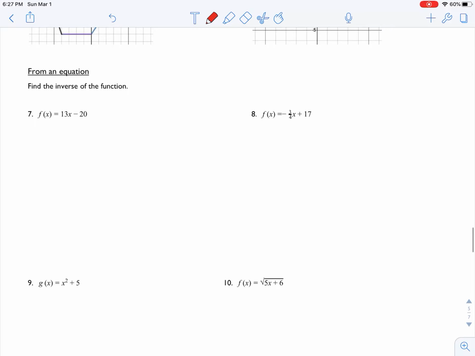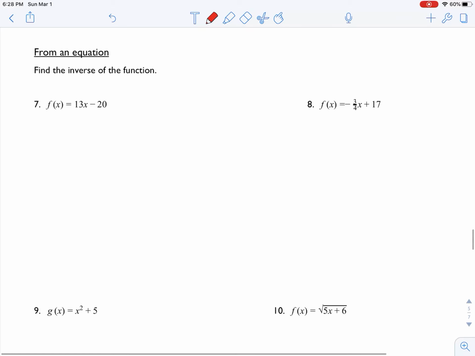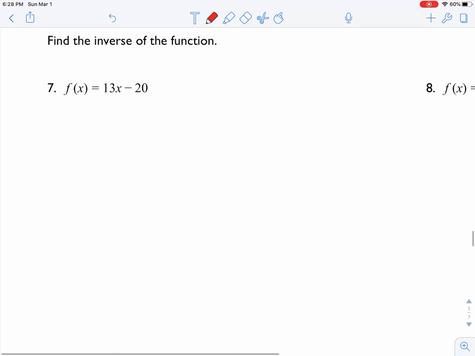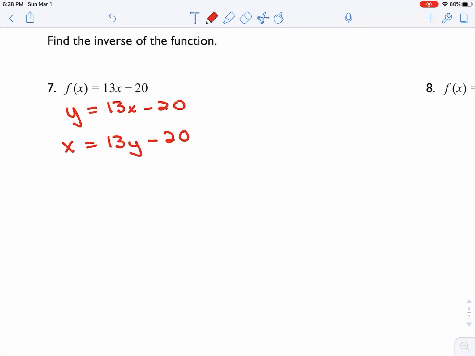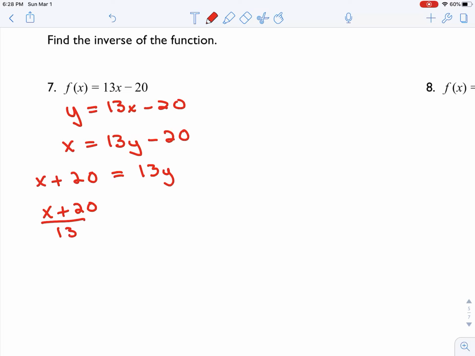Okay, now for the real meaty part of the test. So this is where you're actually finding the inverses on equations. So we had 3 steps to this. We made f of x equal to y. Then we switched x and y. Then we solve for y. So here I would have x plus 20 over 13 equals y. And this is the inverse of this.